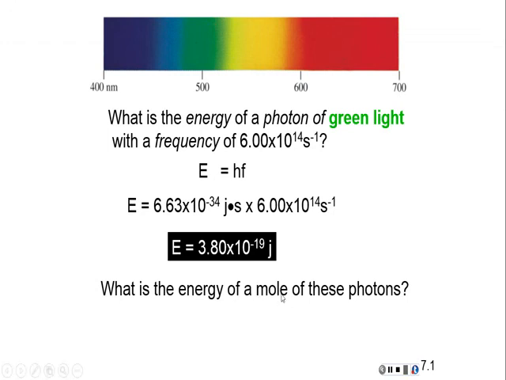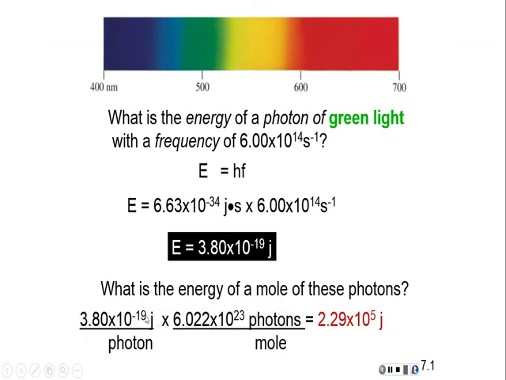Remember it says mole, and we're counting things. We're going to be using Avogadro's number. So if I just take my answer from above, this is the energy of one photon, and this is Avogadro's number, then you'd have this many photons in a mole of photons. And multiplying them together, you see the photons would cancel, and you wind up getting 2.29 times 10 to the 5th joules. Now we get some appreciable energy.